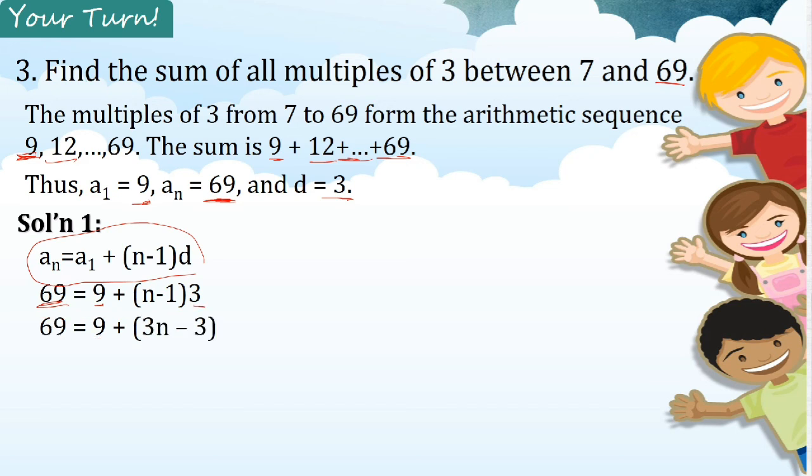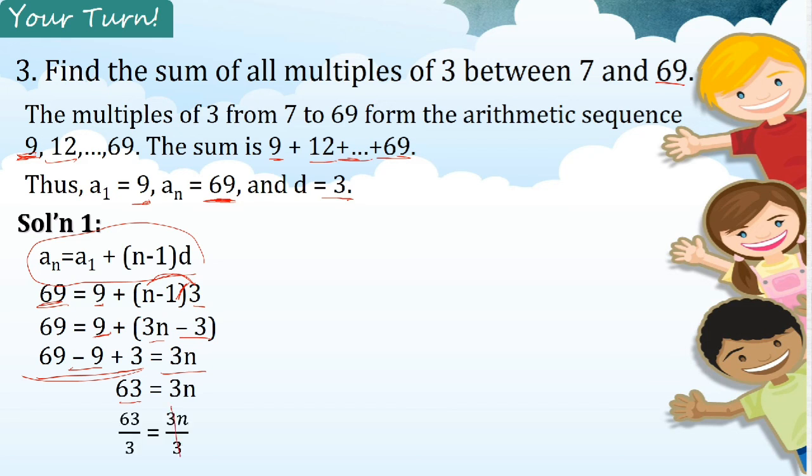Then, distributive property, 3 times n is 3n. 3 times negative 1 is negative 3. Transpose, positive 9 to negative 9. Transpose, negative 3 to positive 3. 3n is left on the right side. Simplify, this is equal to 63. And then, divide both sides by the coefficient 3. So, cancel, and therefore n is 21 since 63 divided by 3 is 21.